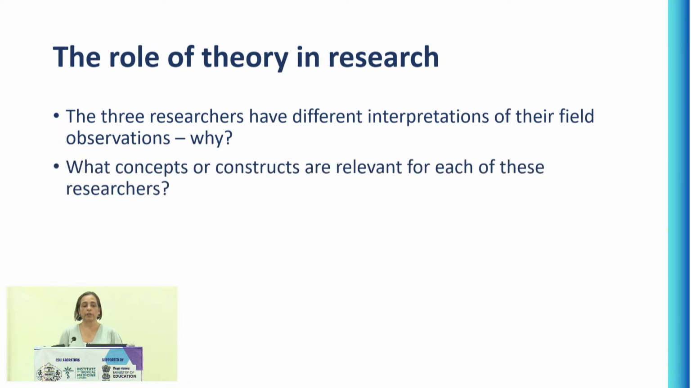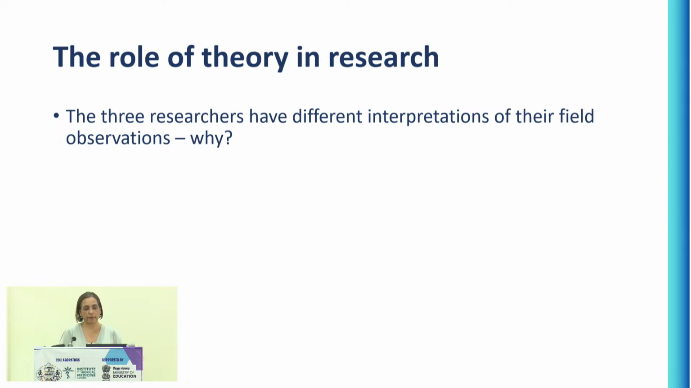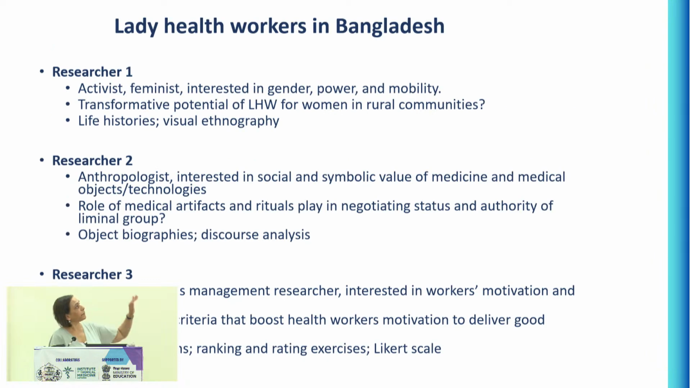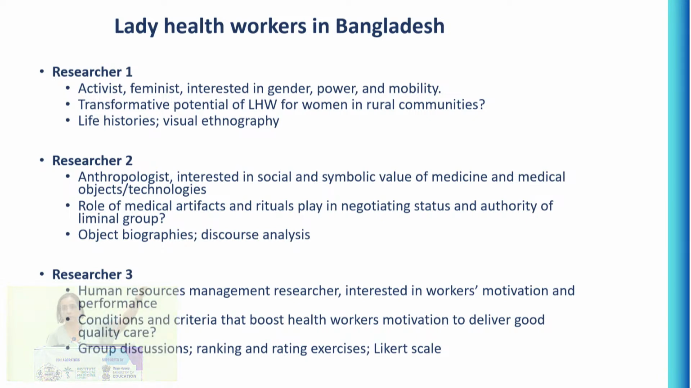So in terms of the concepts or constructs that are relevant for each of these researchers, if we go back, okay, we said that the first person, the construct is probably gender, yeah, gender power. The second one is interested in social and symbolic value of objects. And there's a very interesting technique in anthropology called object biographies, where if you feel that it's difficult to talk to people directly about their lives, you can ask them about objects that are important to them.